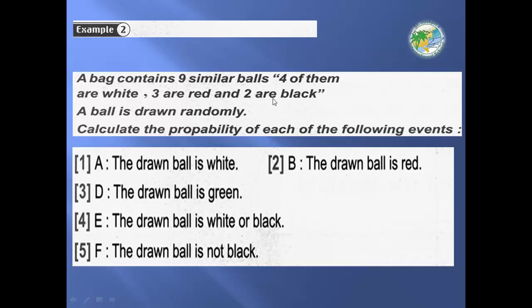Number 1, A, the drawn ball is white. Number 2, B, the drawn ball is red. Number 3, D, the probability of D, the drawn ball is green. Number 4, E, the drawn ball is white or black. Number 5, the drawn ball is not black. One minute, just one minute to find the answer for this question.